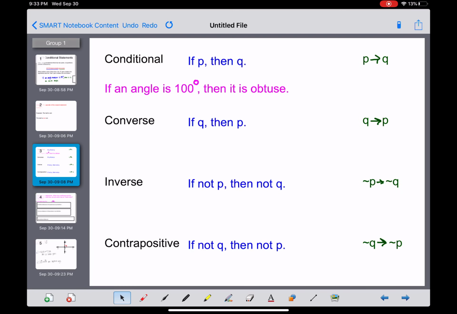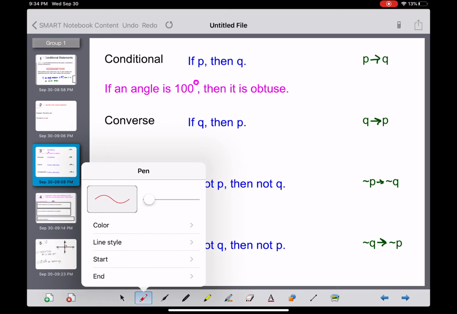So there's ways that we can reverse conditional statements to rewrite them. So a conditional statement is if the hypothesis, then the conclusion. The converse is the flip. If the conclusion occurs, then the hypothesis happens. The inverse is when we negate both: if not P, then not Q. And the contrapositive is if not Q, then not P. And you're going to see as we go through this example that sometimes it doesn't create a true statement.